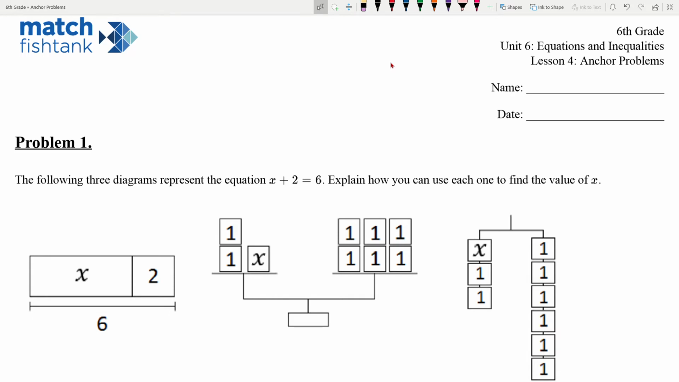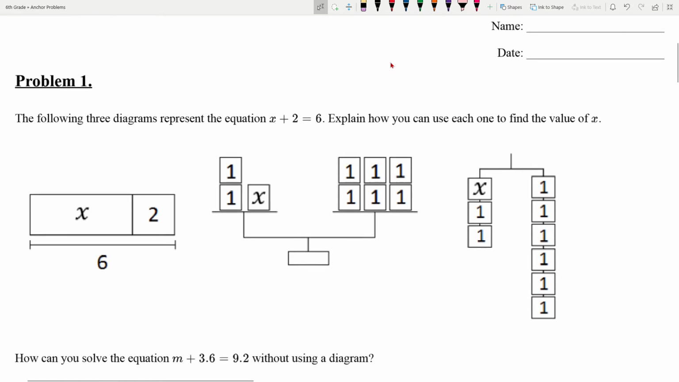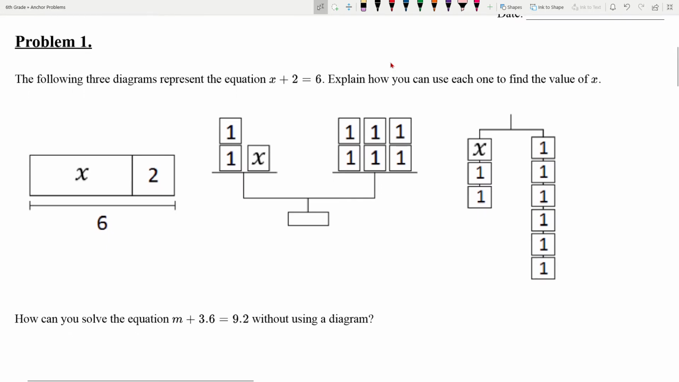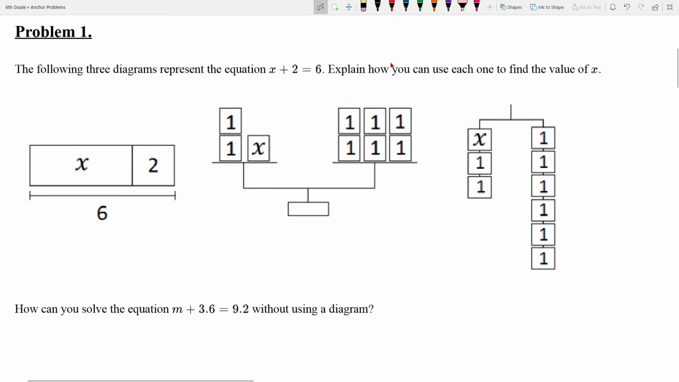In question 1, the following three diagrams represent the equation x plus 2 equals 6. Explain how you can use each one to find the value of x. If we look at the first one, what we have here is an x plus a 2 that equals a 6.